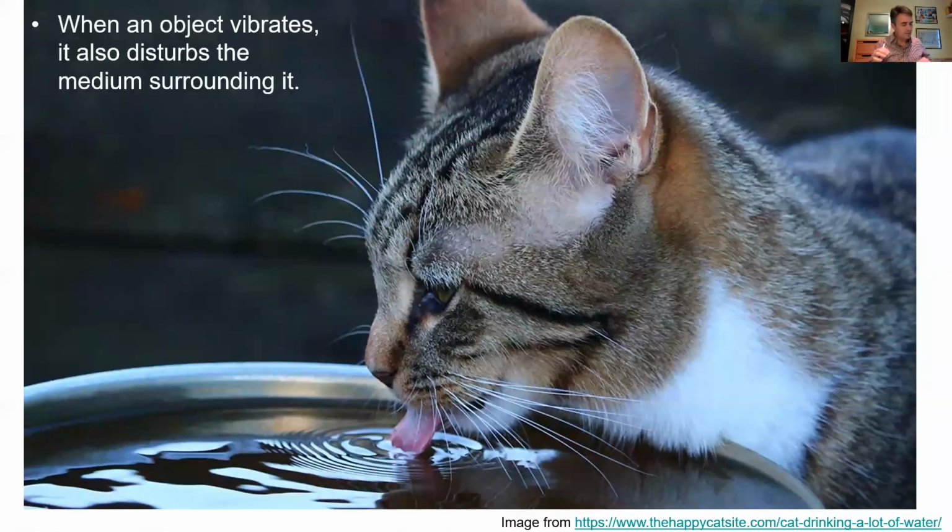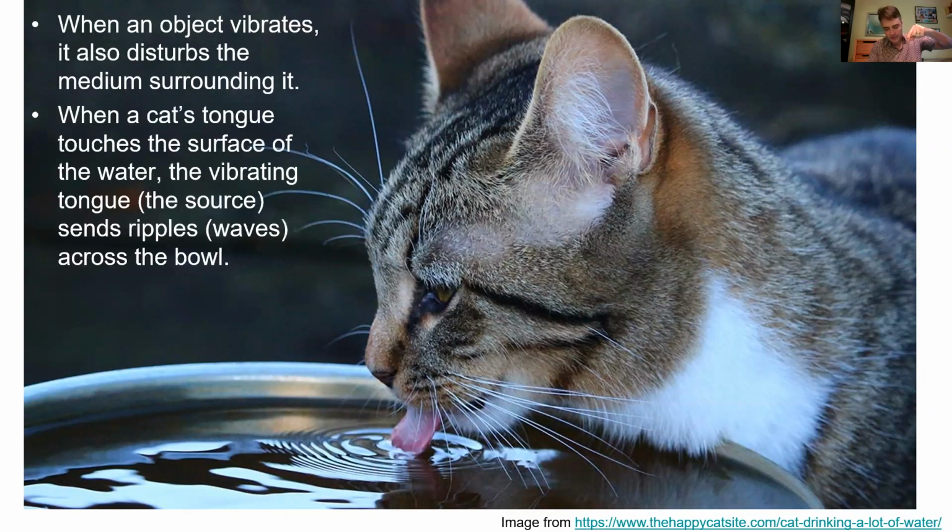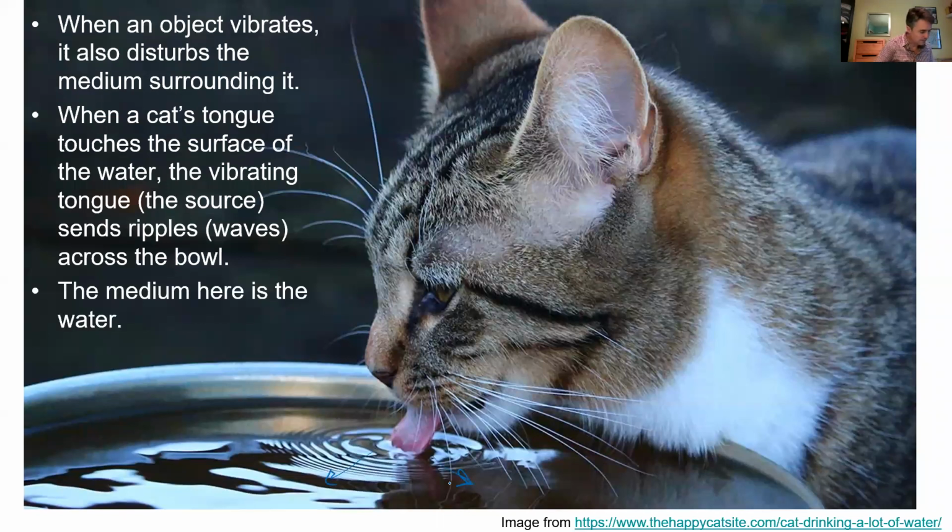Here's an example of how waves spread out in space. If you imagine a cat licking the water, that's a vibration or a disturbance at a particular point in space. That is called the source. Then this sends ripples, which are the waves themselves, out in circular wave fronts, which spread out. You can see those there, away from the tongue. The tongue is the source in this case, across the bowl, and the medium here is the water. So those are three vocab words: source, the waves, and the medium.